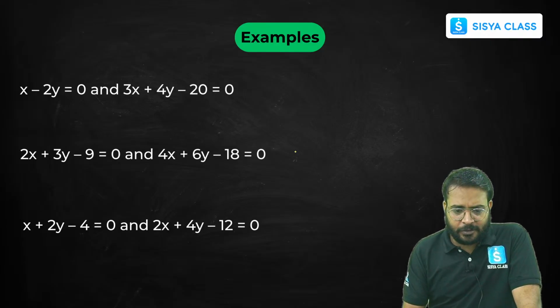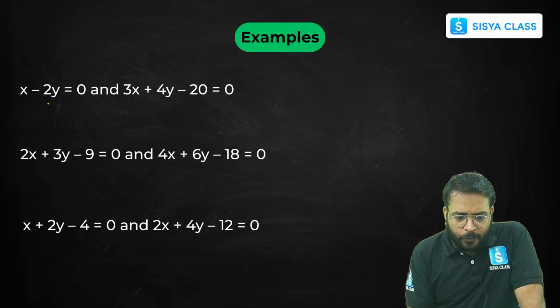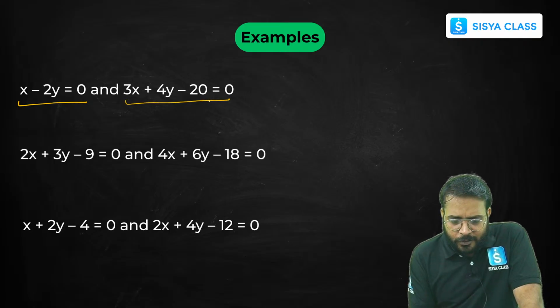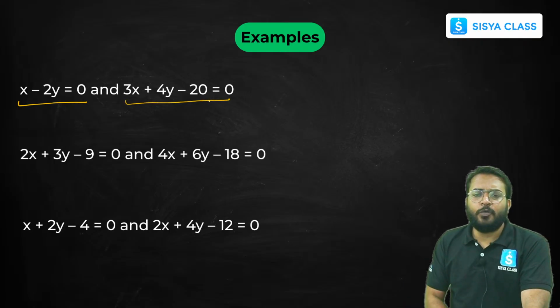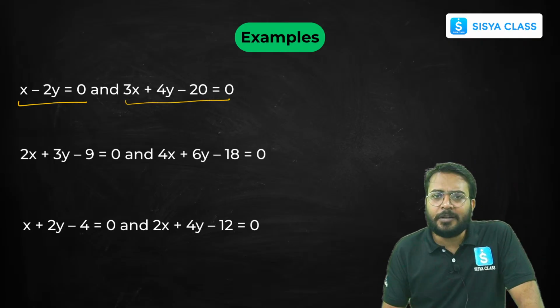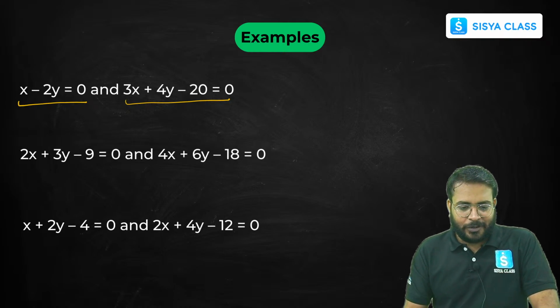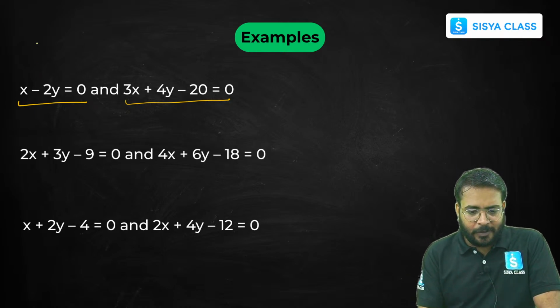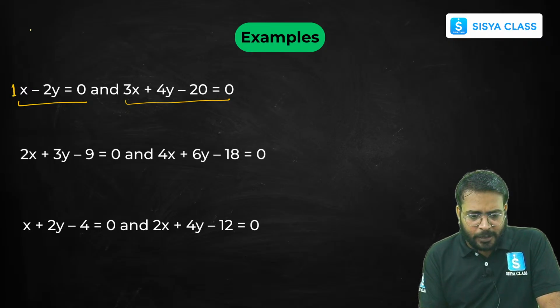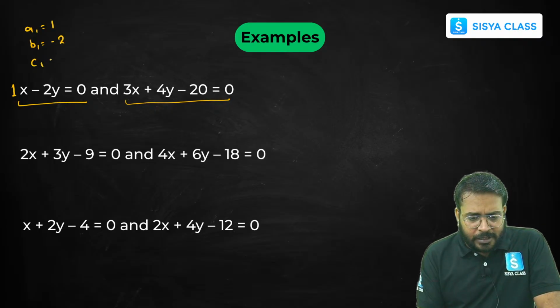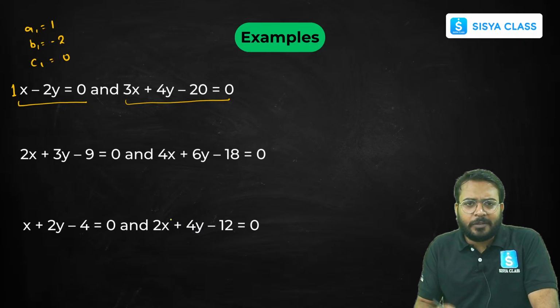Let us see some examples. Here we have two equations, one equation and the second equation, and we need to find out whether they are consistent or inconsistent. So in this case, what is going to be your a1? Coefficient of x, which is nothing but 1. So a1 is equal to 1. Coefficient of y, that means b1 is equal to minus 2. And the constant term, c1, is nothing but 0. There is no constant term.